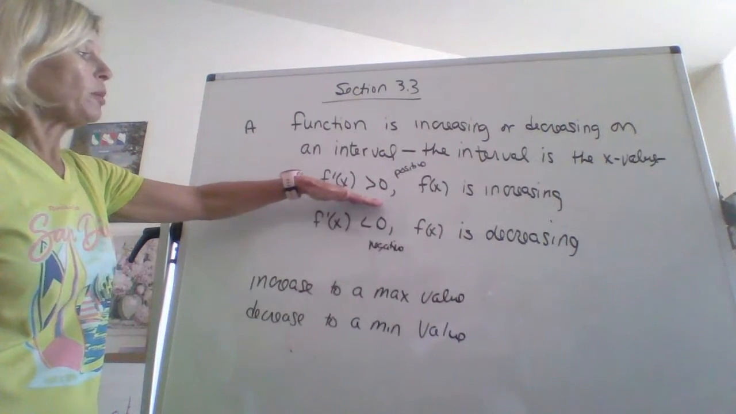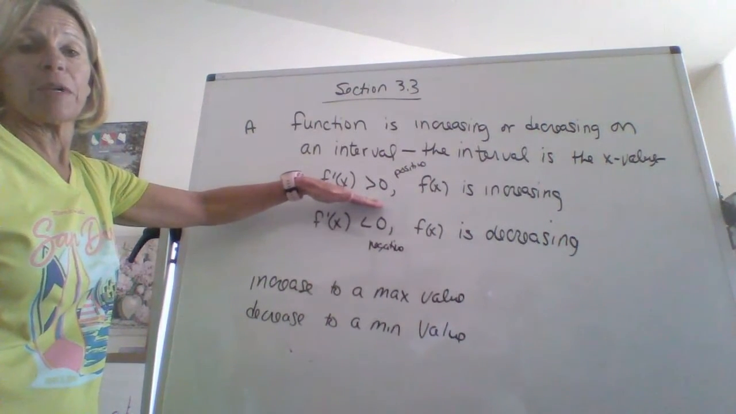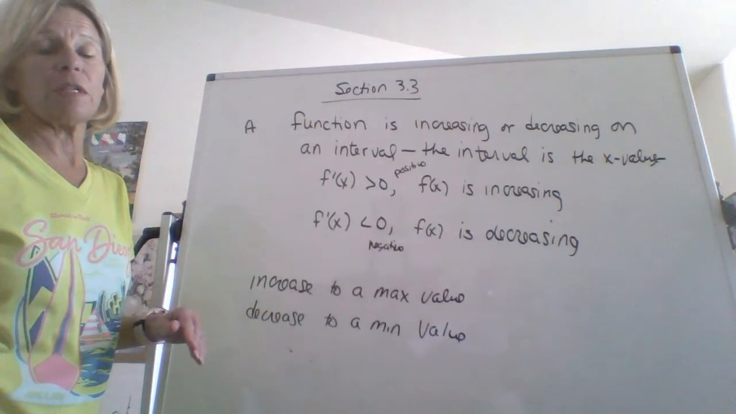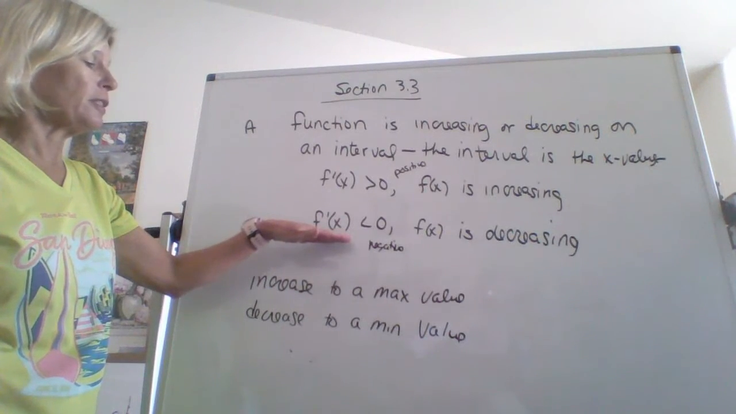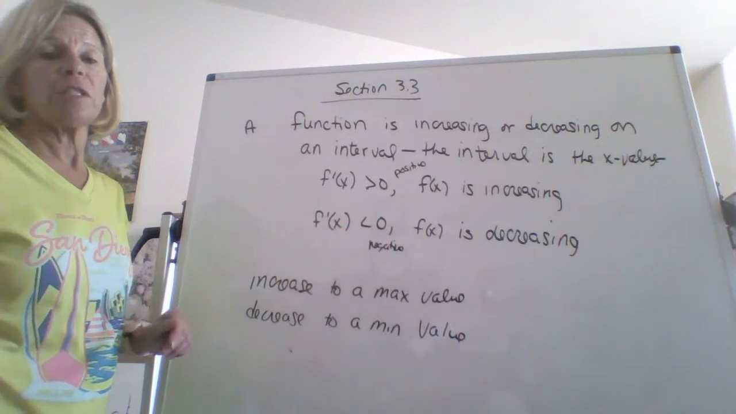If f prime of x is greater than 0, which is another way of saying the derivative is positive, the function is increasing on that interval. If f prime of x is less than 0, or if the derivative is negative, the function is decreasing on that interval.